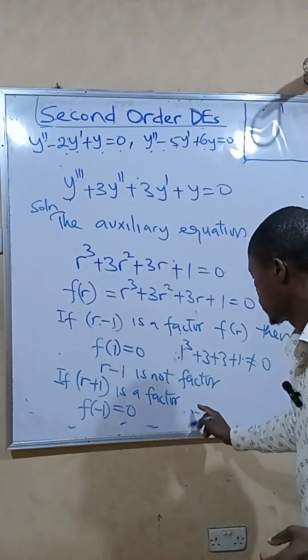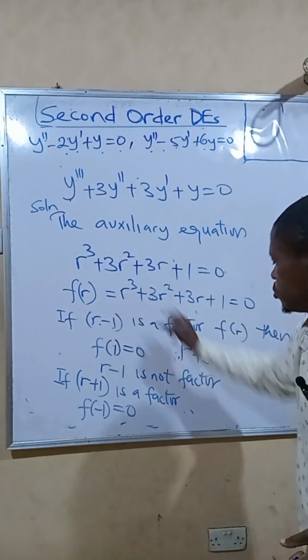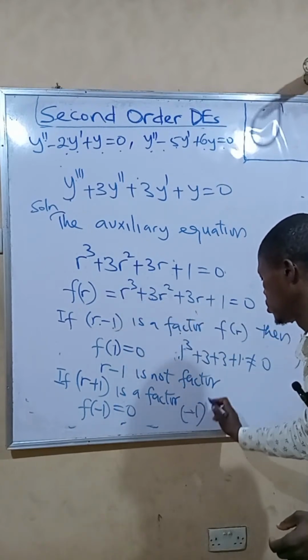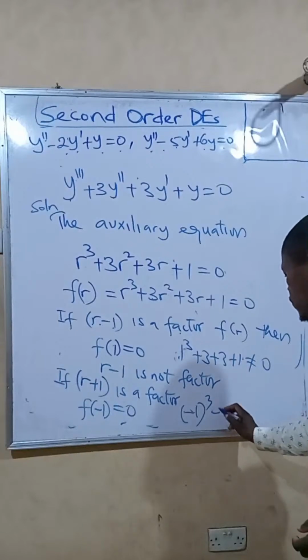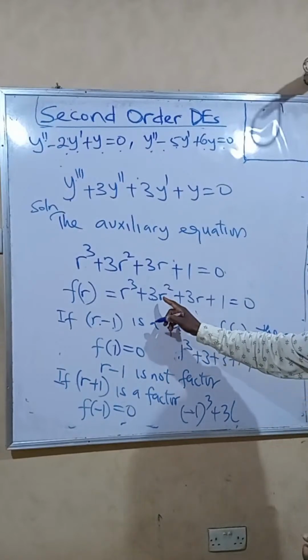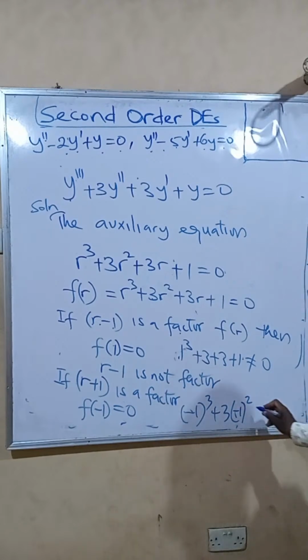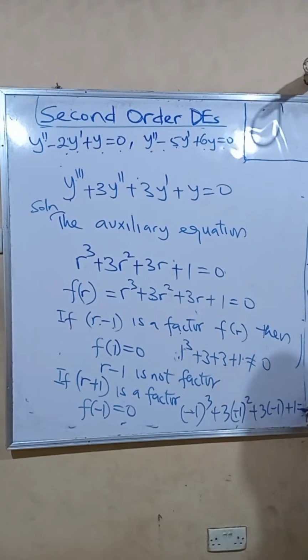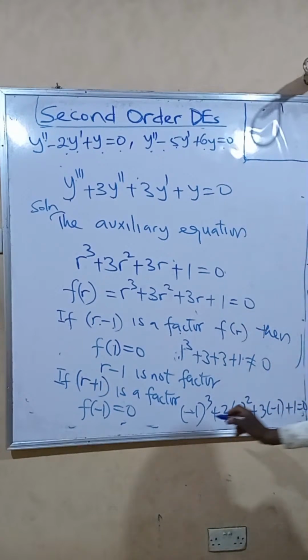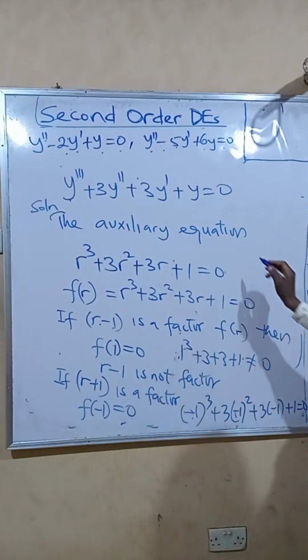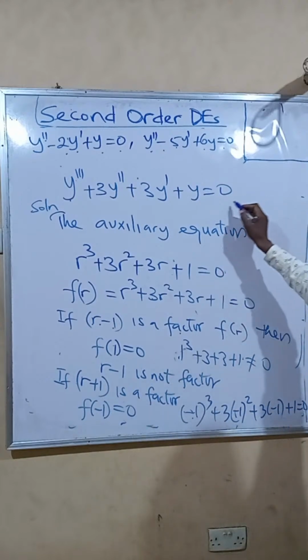Put it here. That'll be minus 1 cubed, and then plus 3 times r squared, that's a minus 1 squared, and then plus 3 times minus 1, and then plus 1 equal to 0. So let's check that. The first one, minus 1 cubed, will give us minus 1.